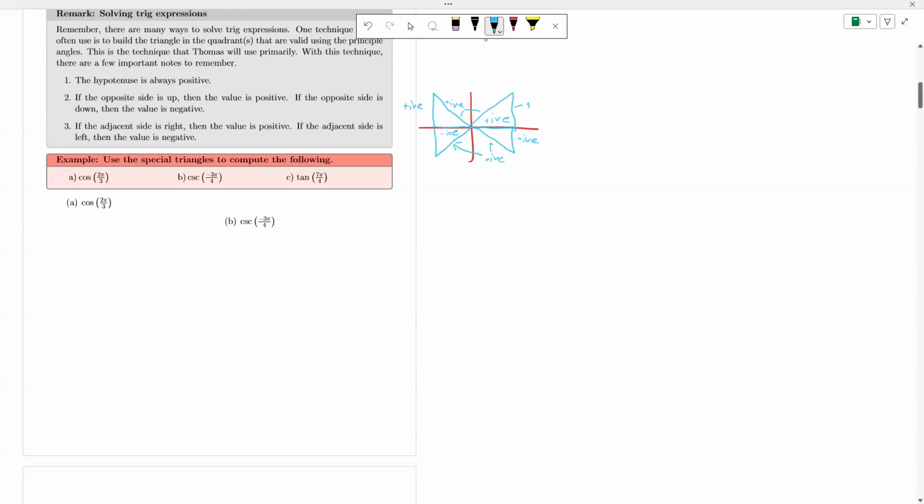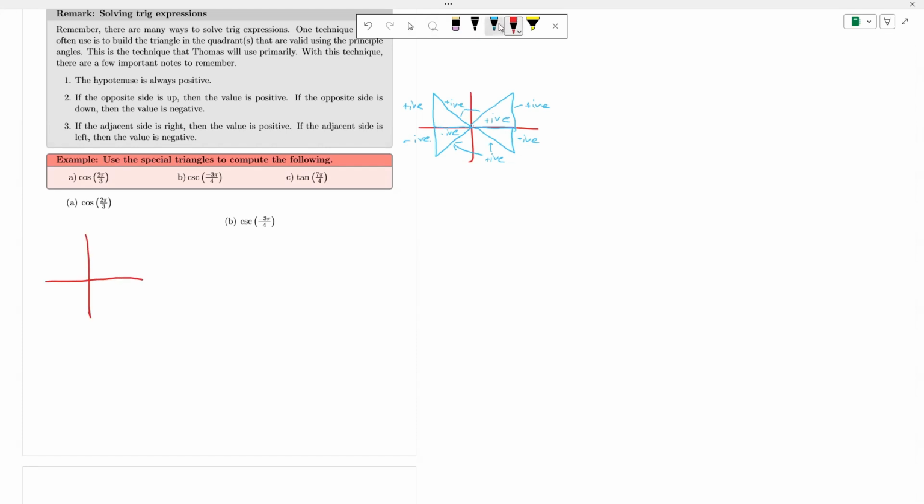This here is going to be positive. This here is going to be negative. Okay? So we get that kind of picture. So let's take a look at our cos 2 pi by 3.